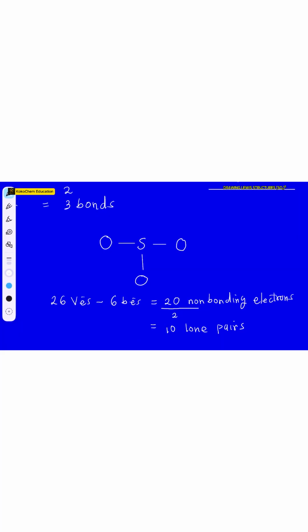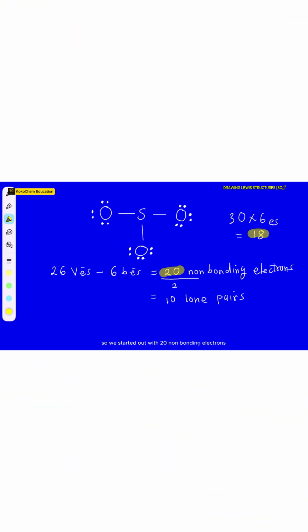Don't just place the electrons on oxygen anyhow. Imagine that the oxygen is in a box, okay? Each side of the box can take a maximum of 2 electrons. That way your drawing will appear neat. So we have 10 lone pairs. So give each oxygen 3 lone pairs. We started out with 20 non-bonding electrons. We have used 18 non-bonding electrons for oxygen. We still have 2 electrons left because 20 minus 18 gives you 2.